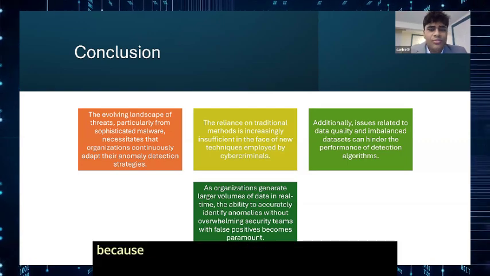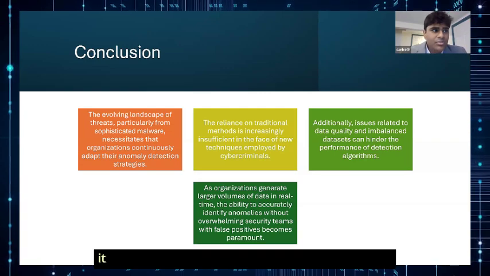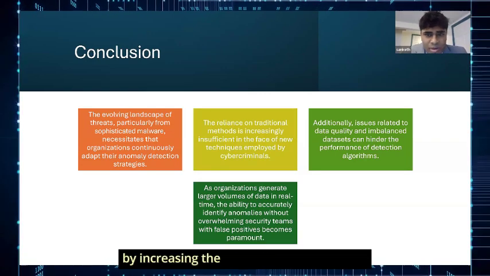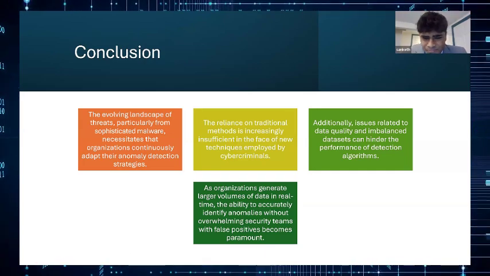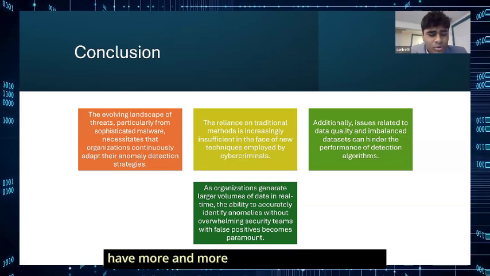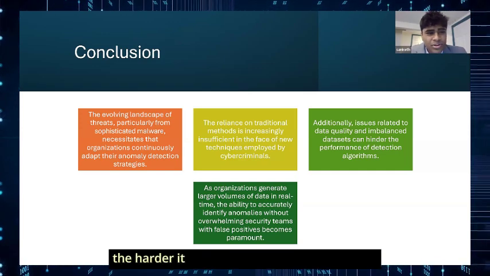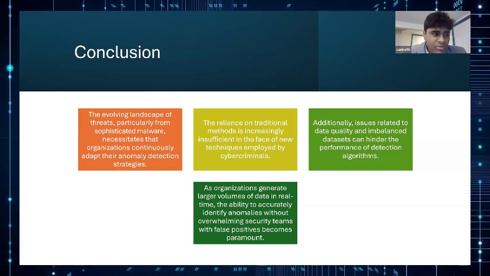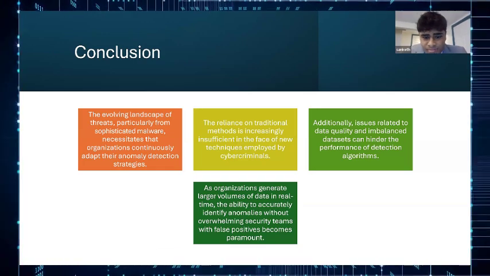Additionally, because of things such as data quality and inbound data, it reduces the performance of detection algorithms by increasing the amount of false positives and making them less accurate overall. Finally, as organizations have more and more volumes of data to control, the harder it is for anomaly detection systems to identify anomalies. And what it also does is increase the amount of false positives.